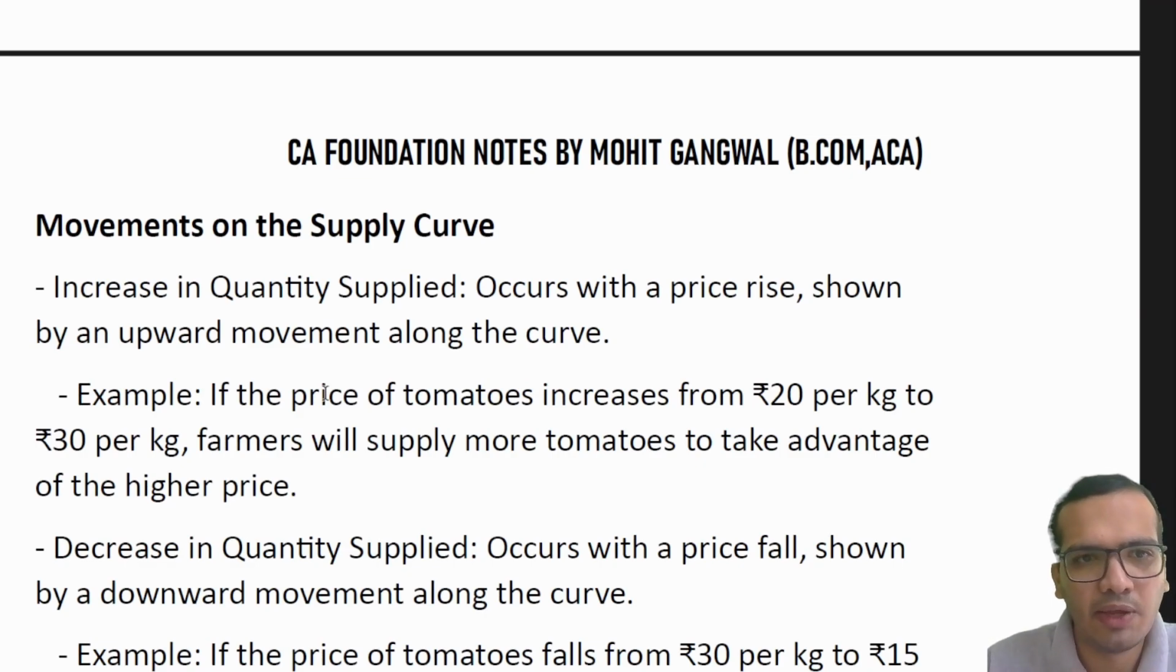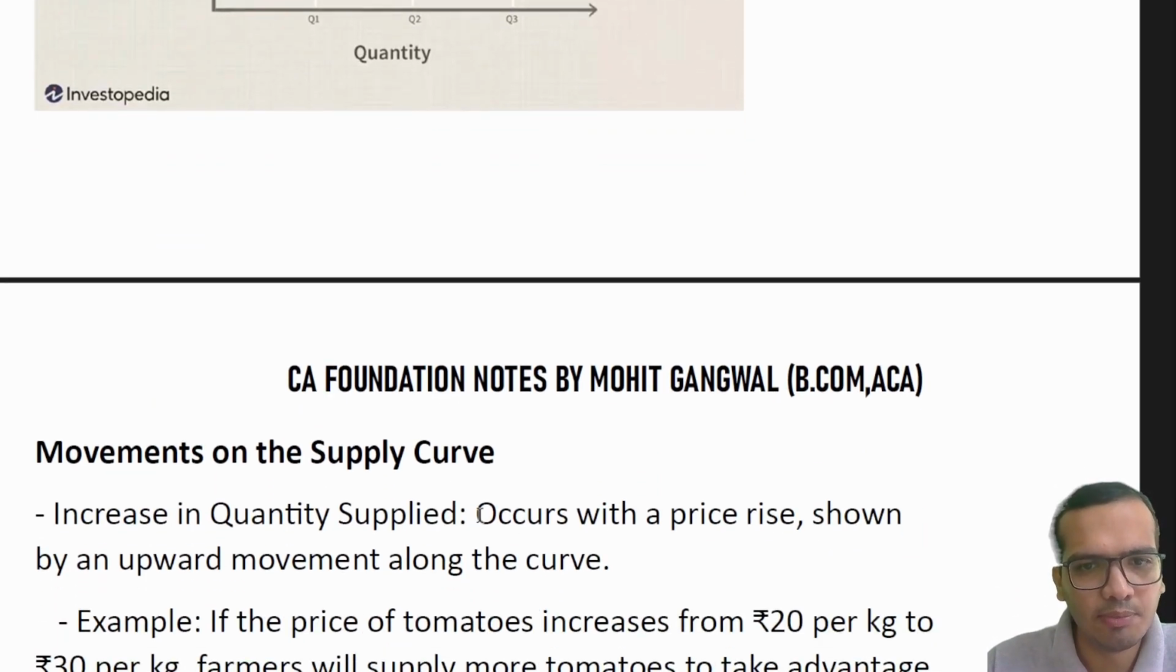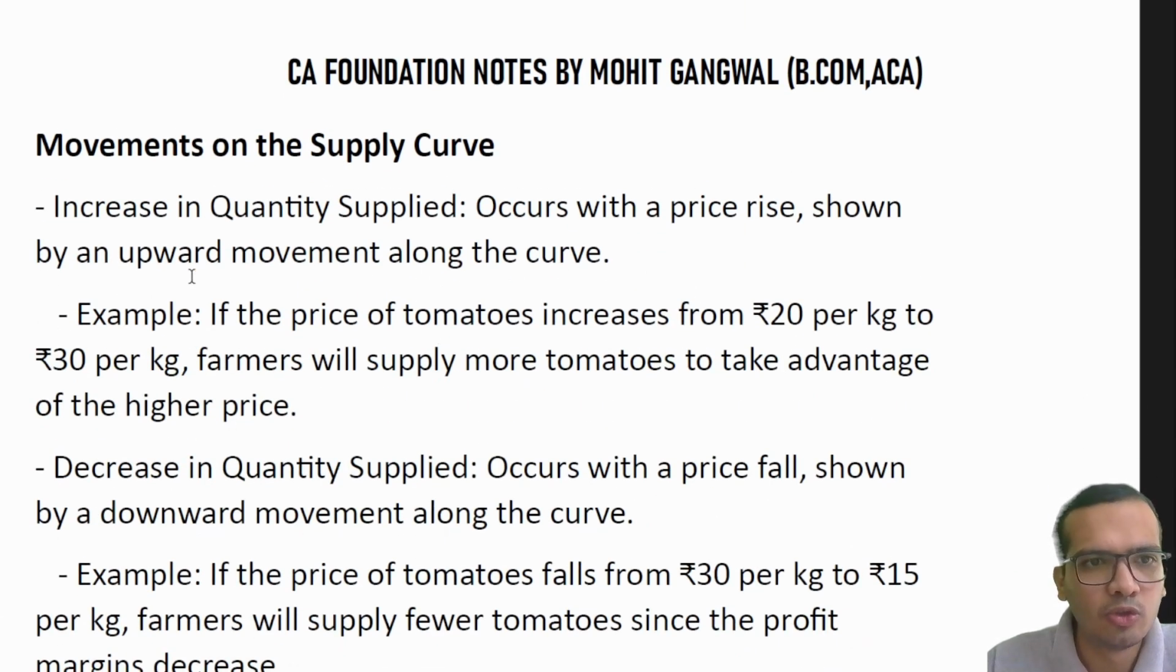First, movement on the supply curve. You can see a movement. An increase in quantity supplied occurs when the price rises. So when the price is increasing, the quantity is also increasing. It is shown by an upward movement along the curve. Example: if the price of tomato increases from rupees 20 per kg to rupees 30 per kg, farmers will supply more tomatoes to take advantage of the higher price.